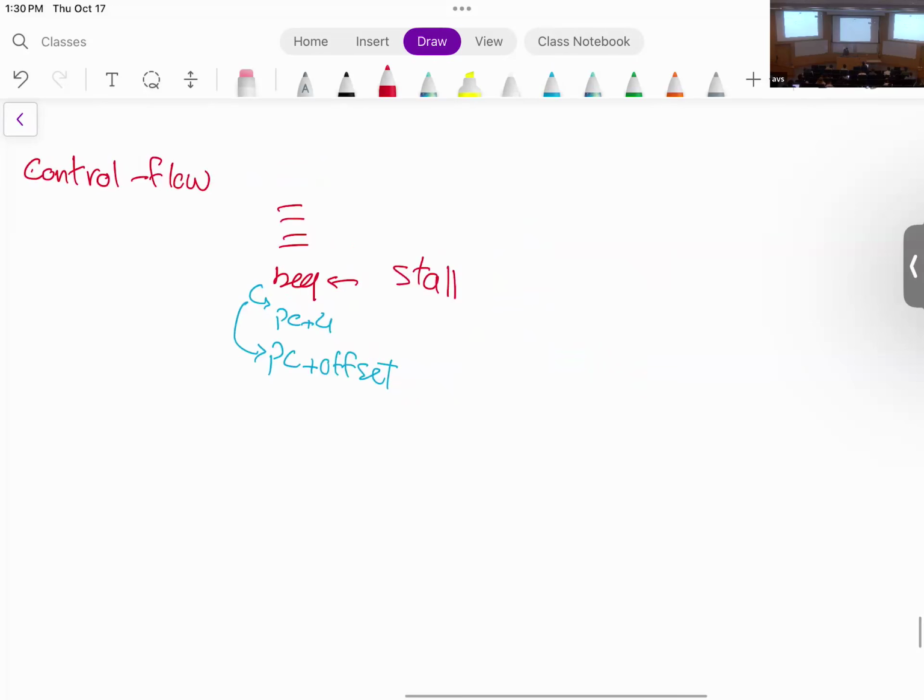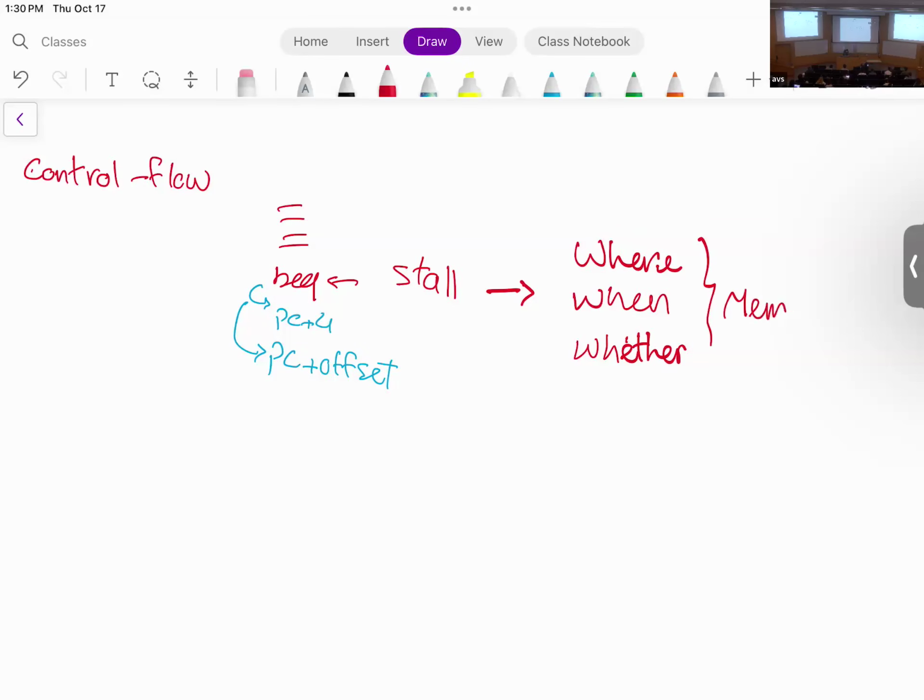Then we talked about how many stall cycles we need, and the answer was that I need to answer 3 questions: where, when, and whether. The answer was that eventually I need to stall up to mem, which means 3 cycles. That was my original design: if I reach a branch and I do nothing, I'll stall 3 cycles and I'm good to go. Then we talked about how we can make this better, so we proposed 2 optimizations.